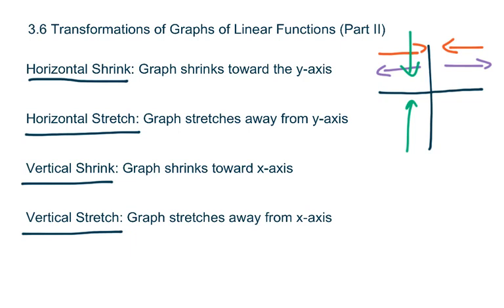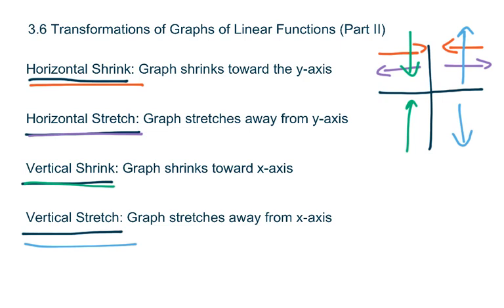So let me underline these in different colors. Horizontal shrink was in red. Horizontal stretch was in purple. Vertical shrink was in green. And then vertical stretch will be in blue, so everything gets farther away from the x-axis. Okay, so that's what everything's doing here in these stretches and shrinks.